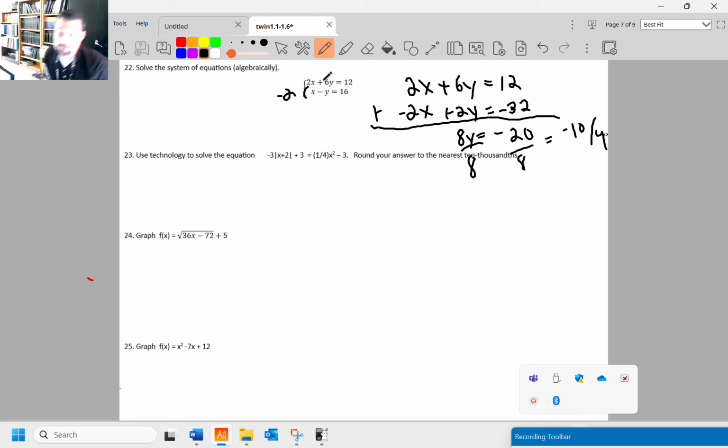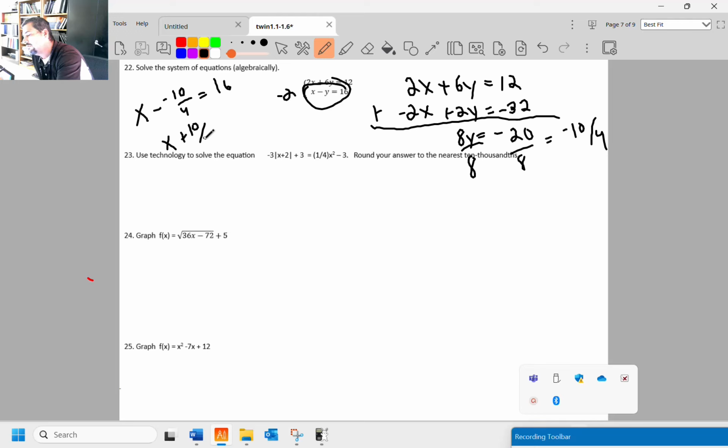Now, I know what y is. How do I find x? Well, there's this equation right here. This would be x minus a negative 10/4 is equal to 16. So x plus 10/4 is 16. Now don't be scared. On the test I'll probably have nice numbers. Probably. Going old school by hand, we would do 16 as 64/4 minus 10/4, and we would get 54/4, which is 27/2. So the ordered pair here is 27/2, negative 10/4.